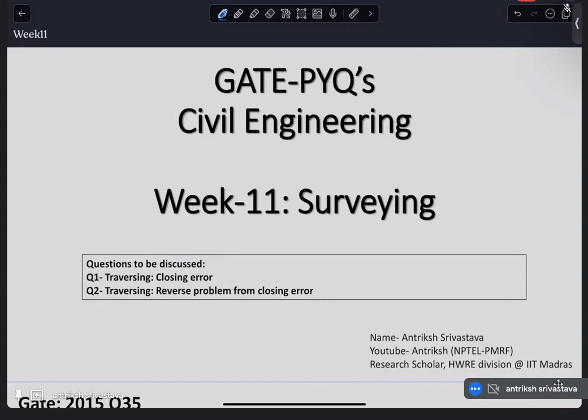So, yeah, let's start. So, we are going to discuss two questions for our quota, and then we'll discuss some more interesting questions. First question is going to be on closing error, and then second question also will be on closing error, but a kind of a different problem, right? So that we can develop our concepts regarding what kind of questions can be asked.